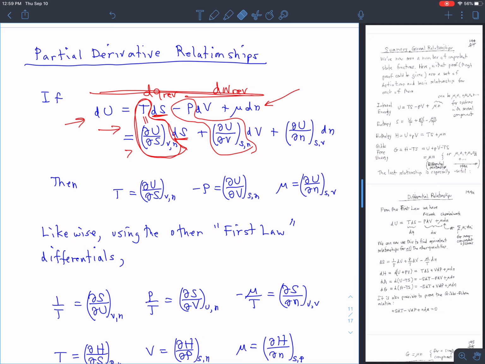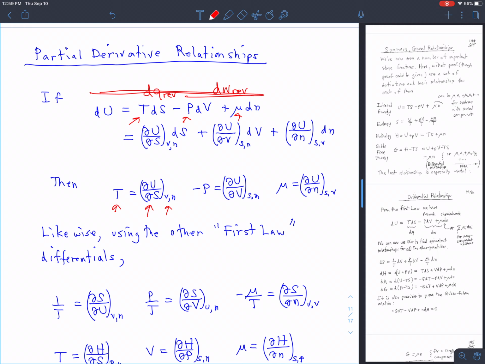And that leads to a whole bunch of relationships between the partial derivatives of the energy and physical quantities like temperature and pressure and chemical potential. So the temperature is equal to the derivative of energy with respect to entropy, holding volume and mole numbers constant.